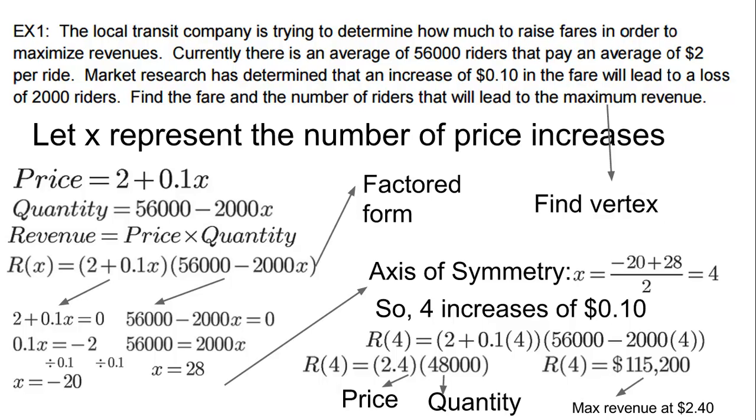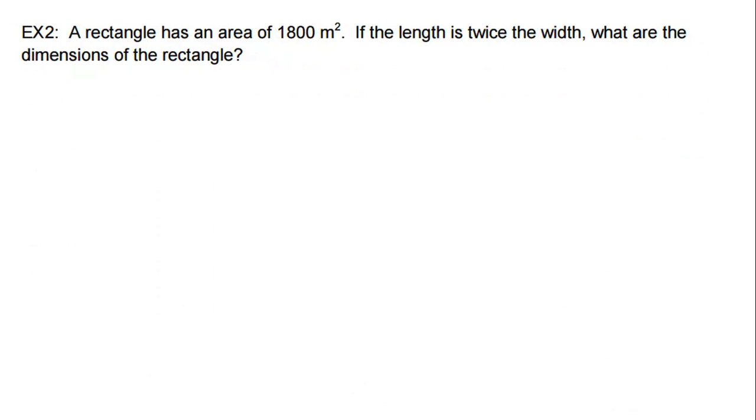Okay? That's a pretty challenging question if you haven't seen it before, and it becomes a classic quadratic question. I'll just walk through it. There's also going to be 3 similar questions in the homework. The next question does not say maximum in it. It's a rectangle has an area of 1,800. The length is twice its width. Find the dimensions of the rectangle.